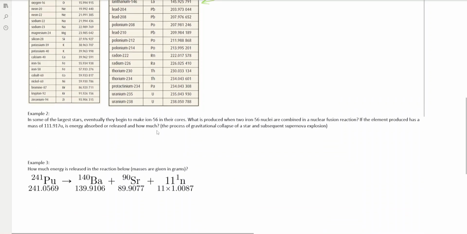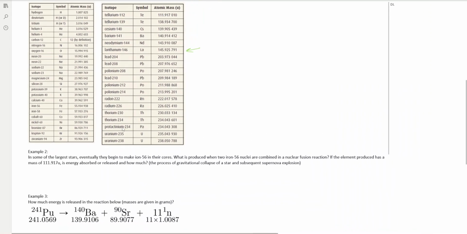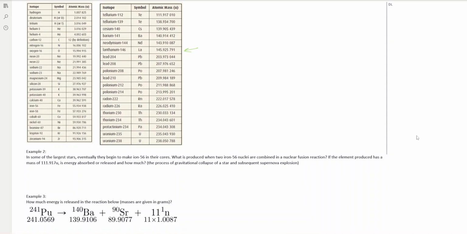So what we're going to do is try another two questions here, ones that hopefully we can solve. So example number 2, pause the video now and see if you can solve it. In some of the largest stars, eventually they begin to make iron-56 in their cores. What is produced when 2 iron-56 nuclei are combined in nuclear fusion?